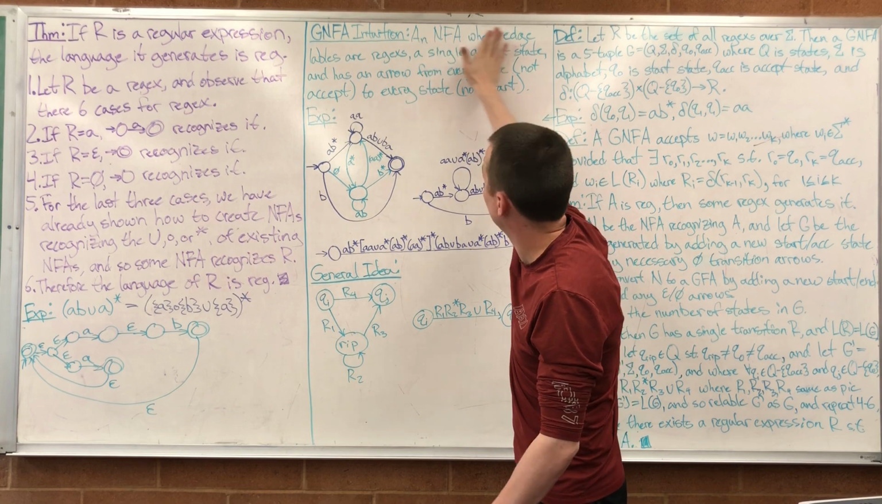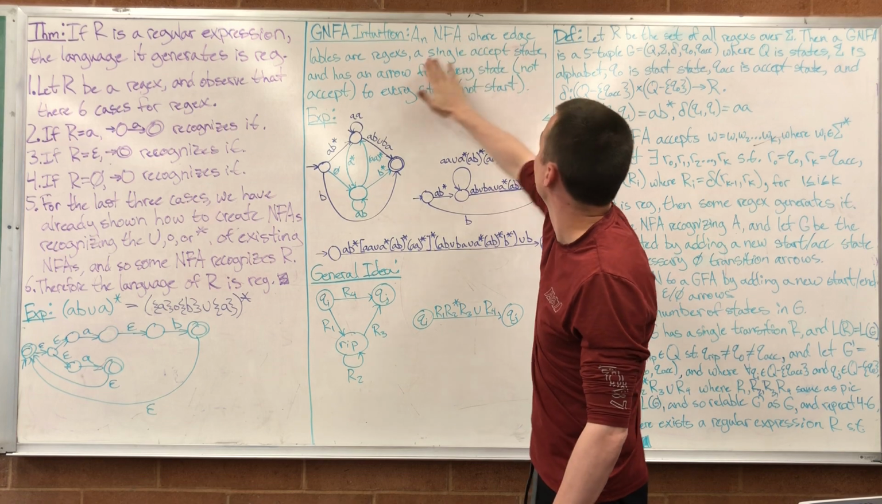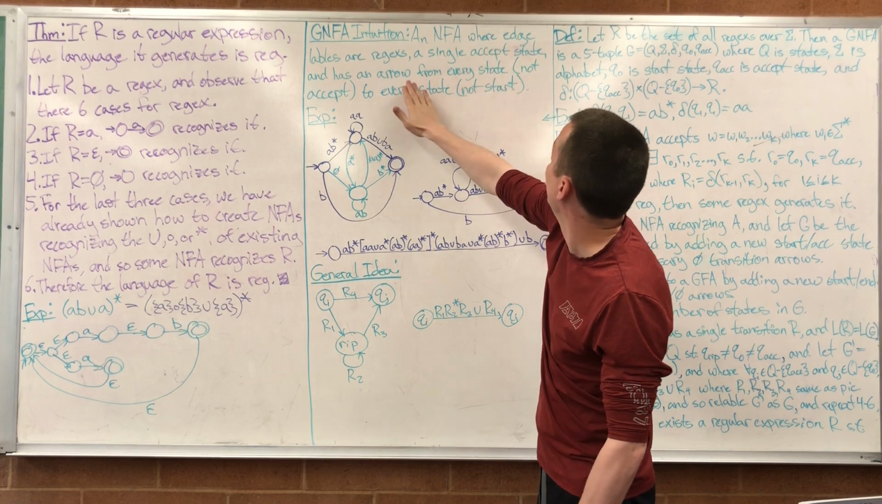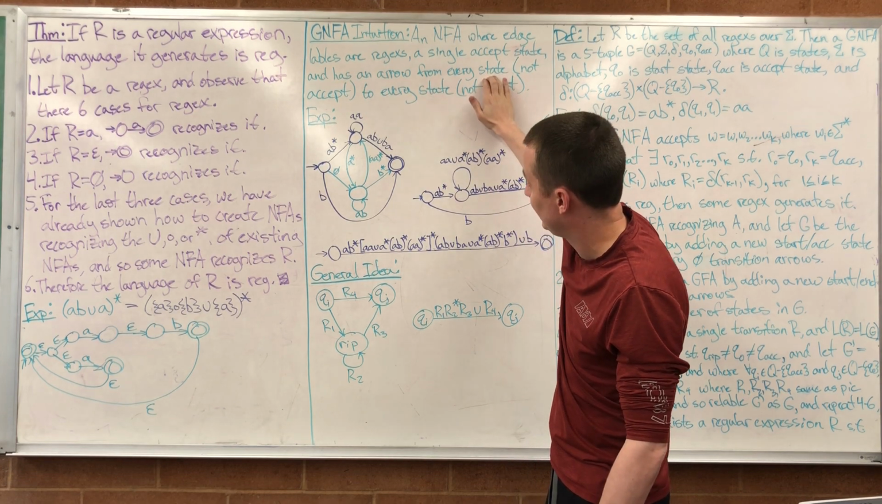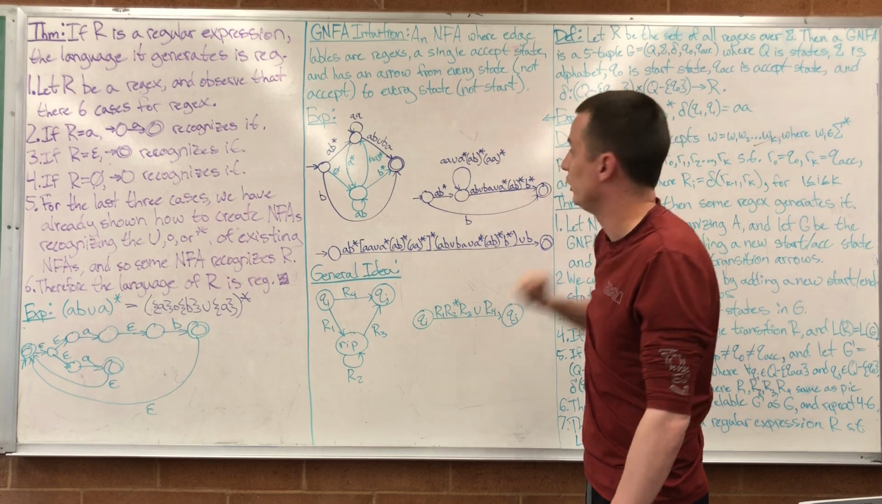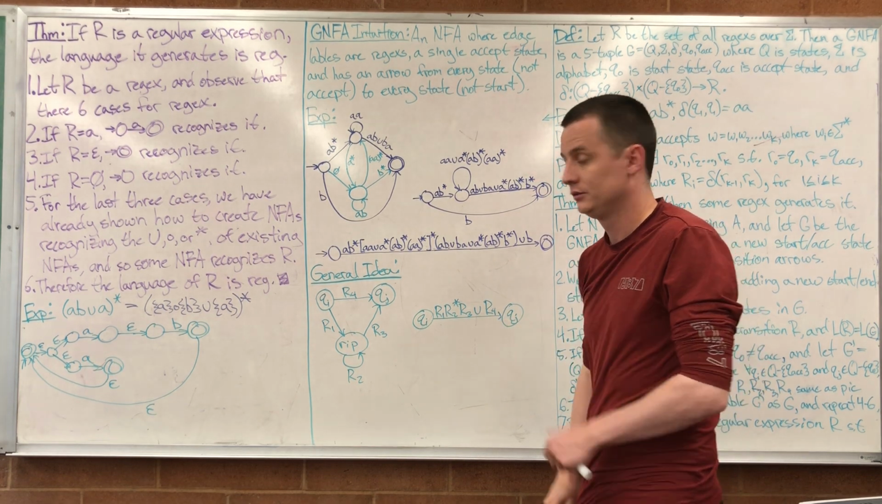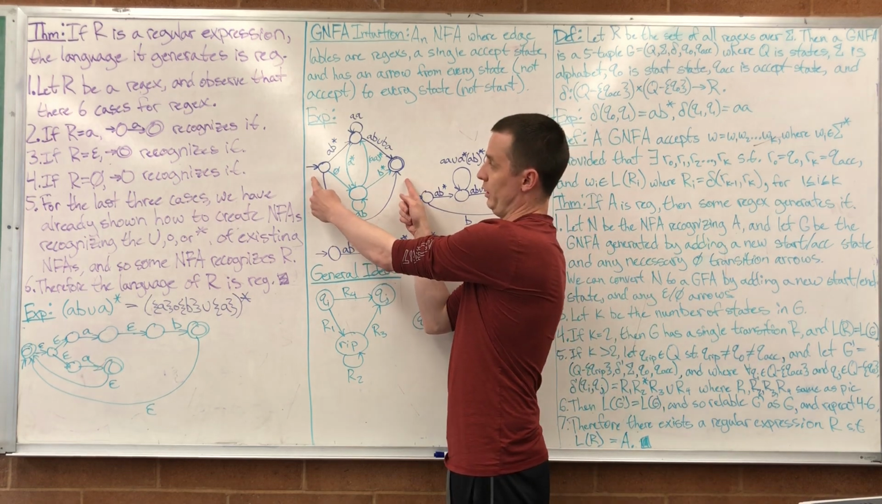It's an NFA where the edges are labeled with regular expressions, an NFA with a single accept state, and where we have an arrow from every state, not including the accept state, to every state, not including the start state. So let's make sense of that really quickly. Here's an example of one.